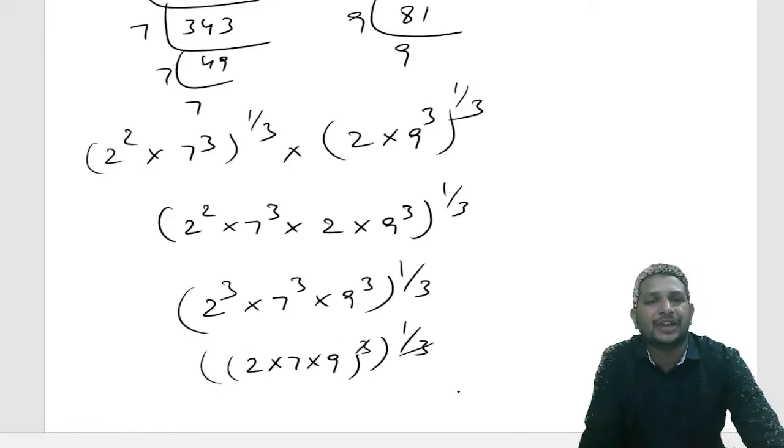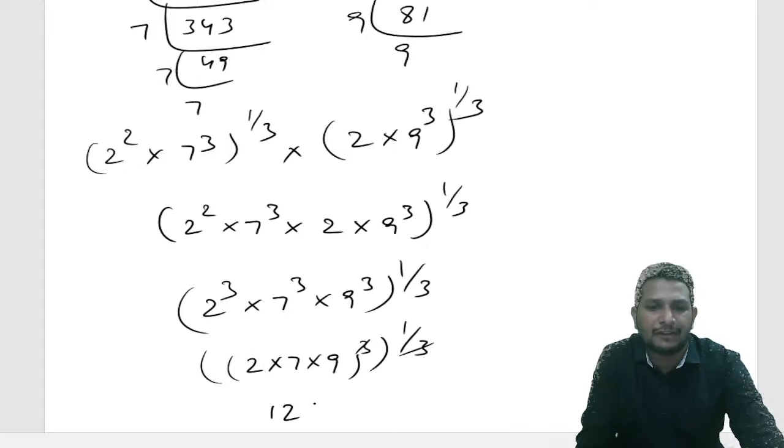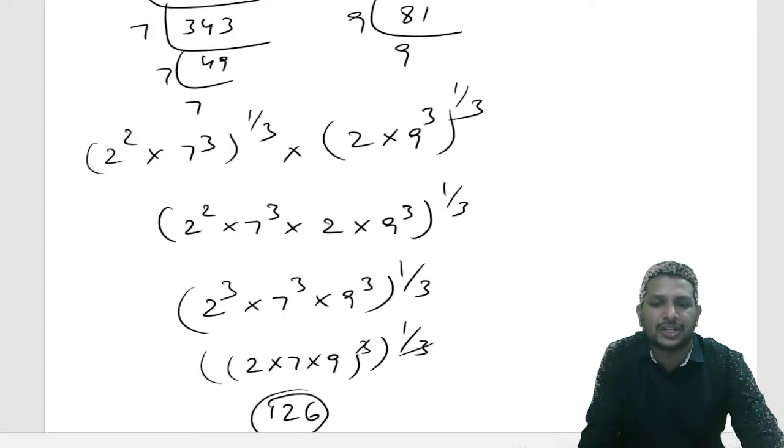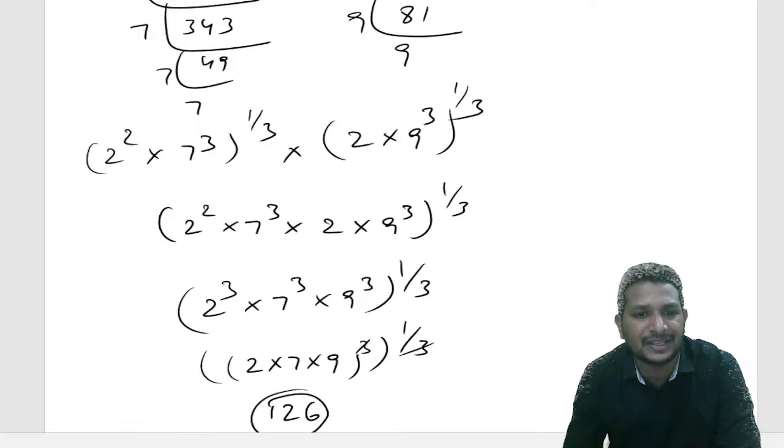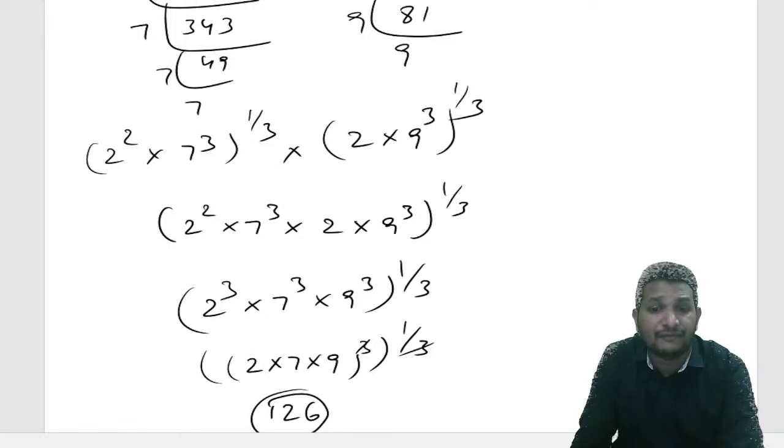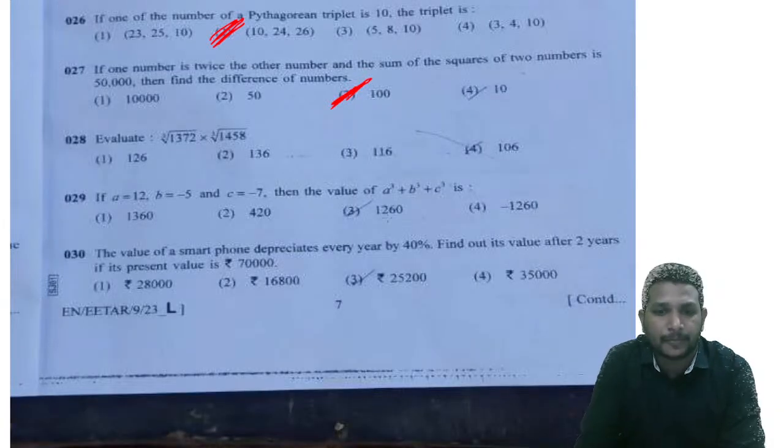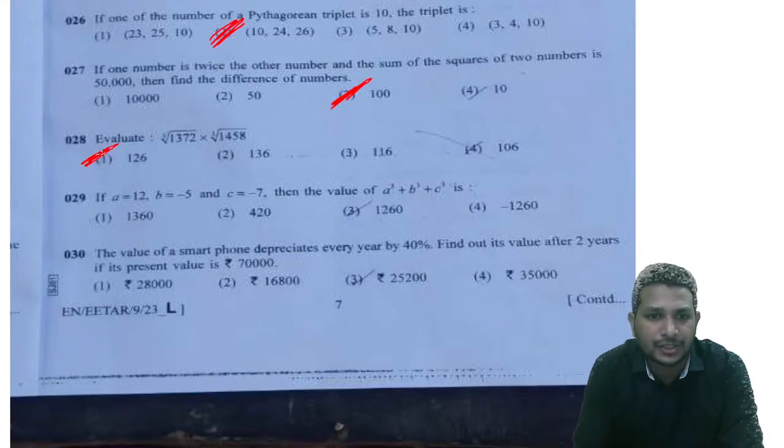So 2 into 7 into 9 becomes how much? 7 nines are 63, 63 into 2, 126 is the answer for this question. That's nothing but option 1. Option 1 is the answer for this question.